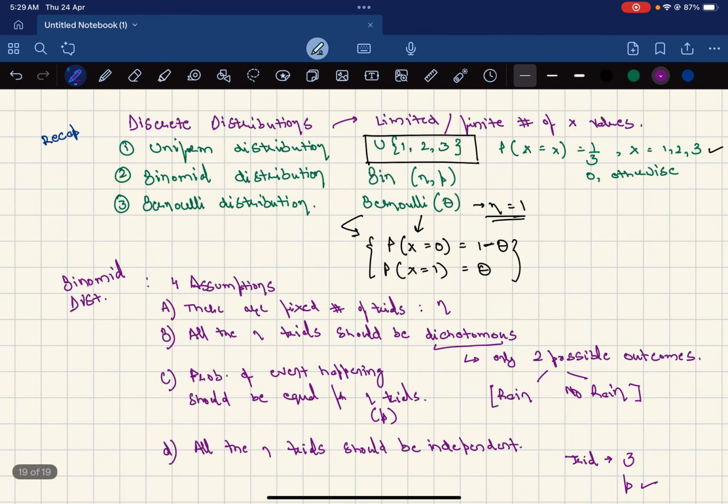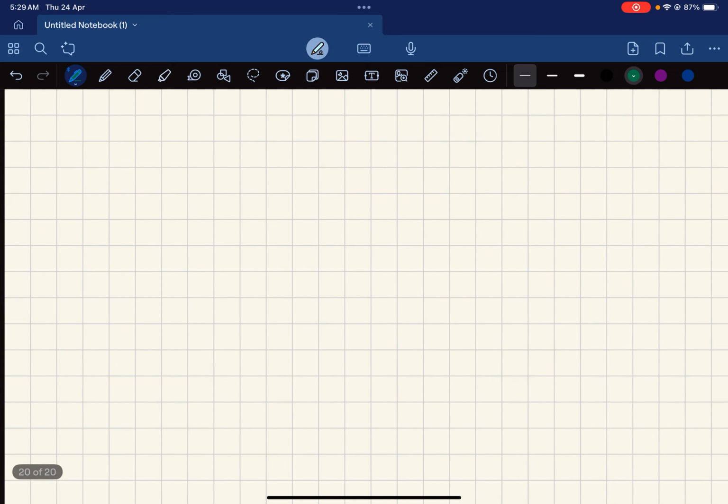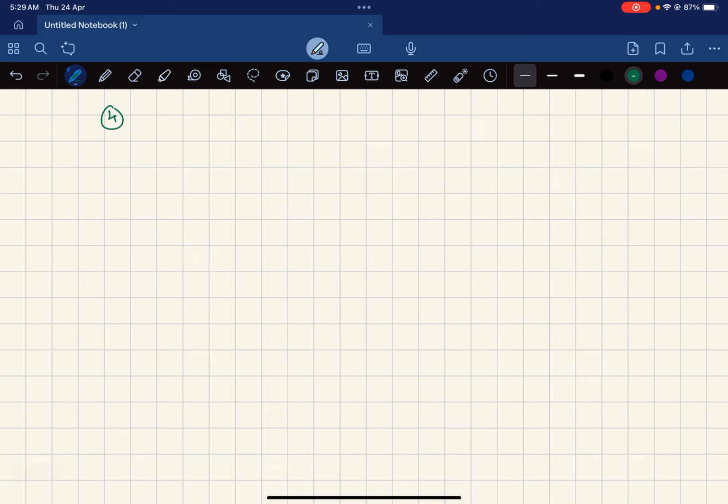Now that we have covered these three distributions, we would cover a couple more discrete distributions. The first one of them being a geometric distribution. So a geometric distribution is the number of trials required to get the first success.